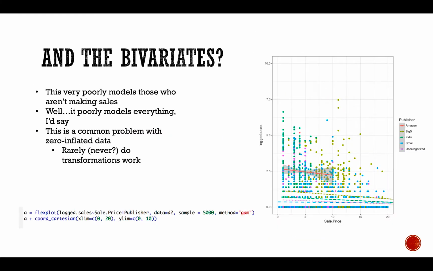And what about the bivariate plots? Well, if we were to plot a bivariate of the distribution after we did the transformation, this very poorly models those who aren't making sales. It does okay for those who make a little bit. Well, really, I guess it poorly models everything. And it's a little messy. We'd have to do some cleaning up there, but you get the basic idea.